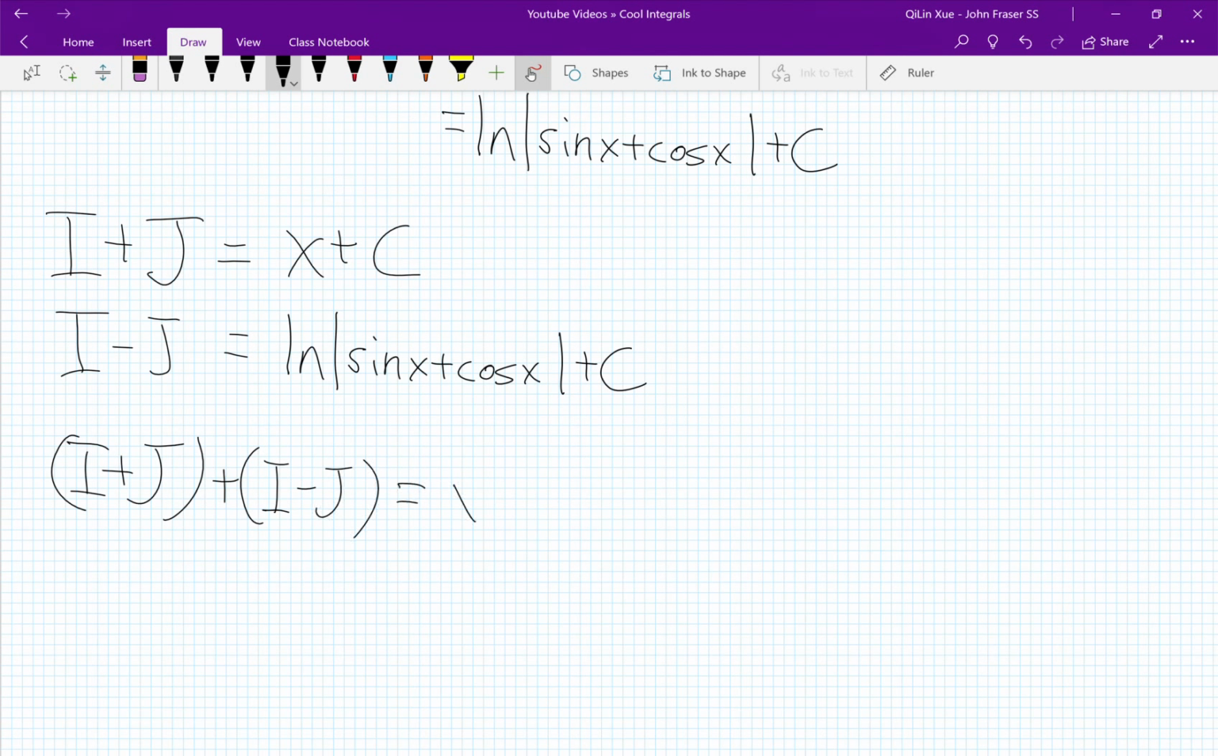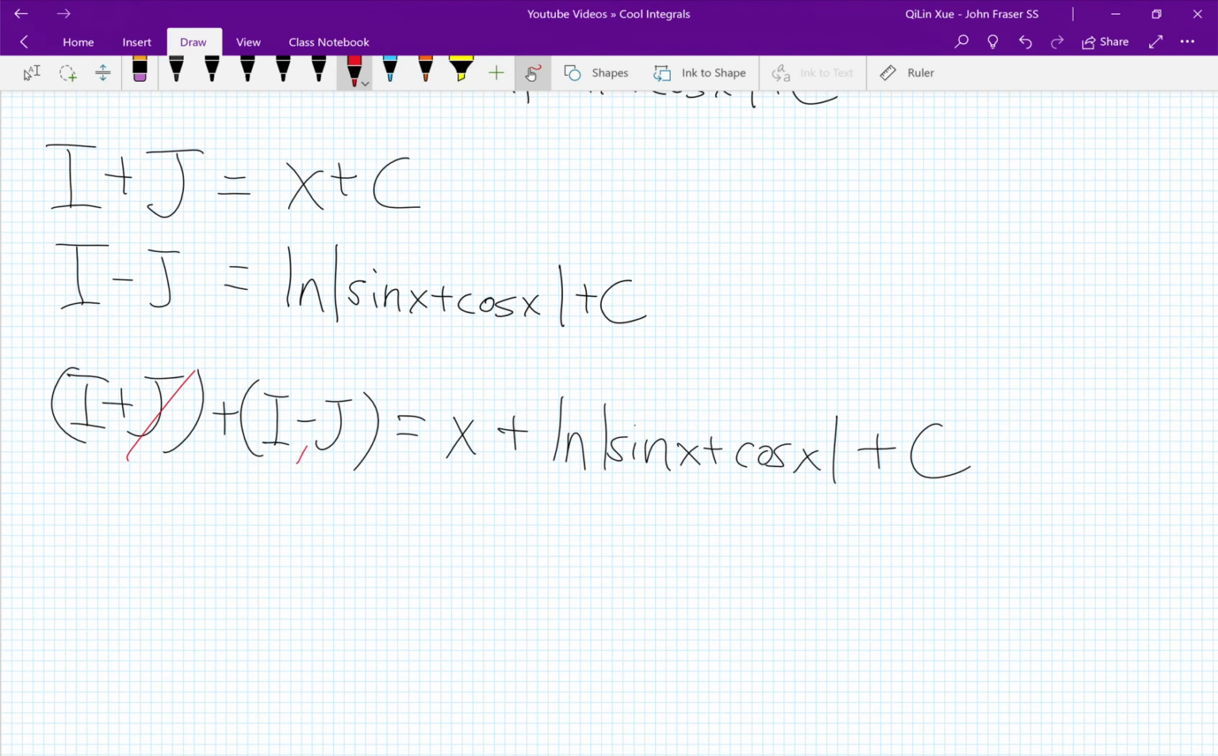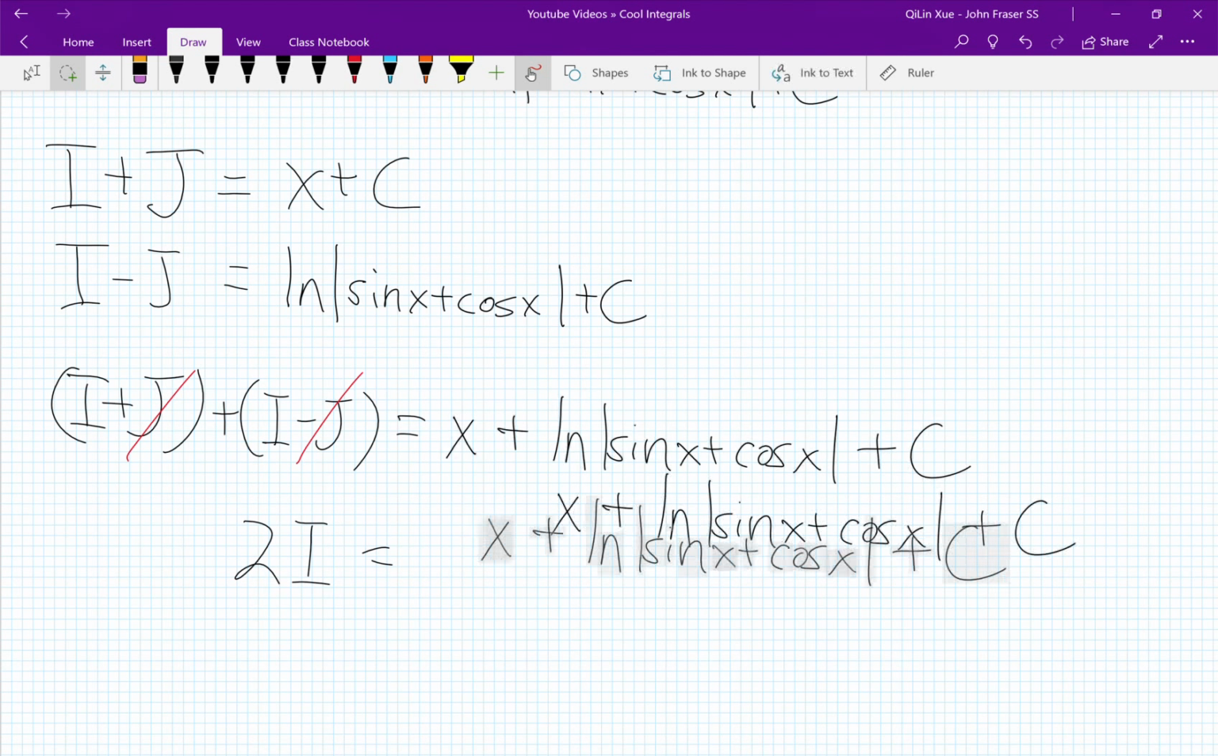And our first equation is x. We ignore the c for now, we just add it at the very end. Plus our second equation, natural log of sine of x plus cosine of x. And then we add c at the very end. Now notice how positive J cancels out with negative J. And we're left with 2I equals x plus natural log of sine x plus cosine x plus c.